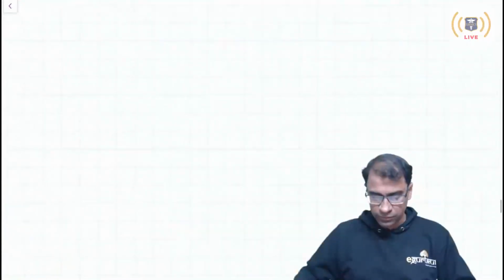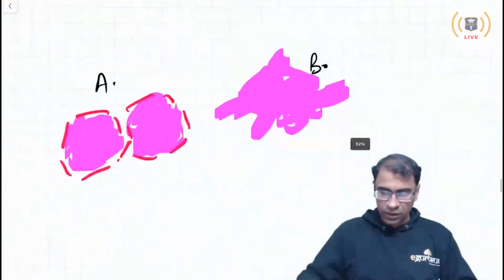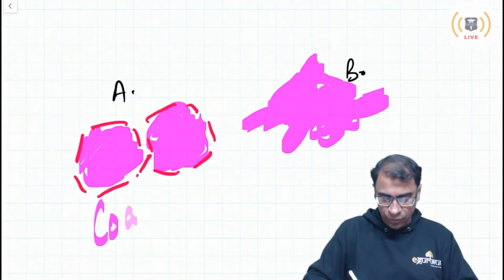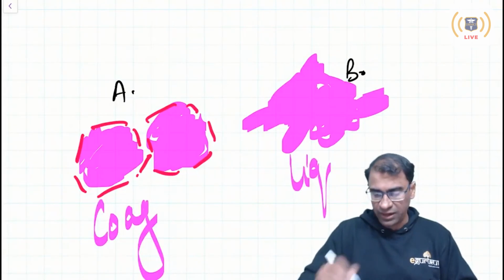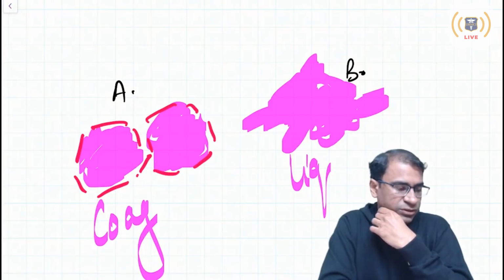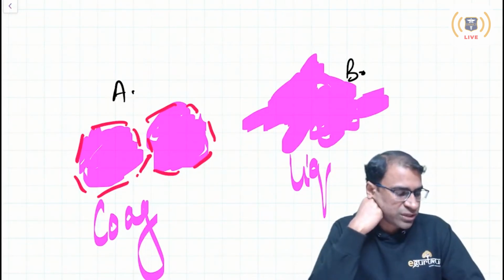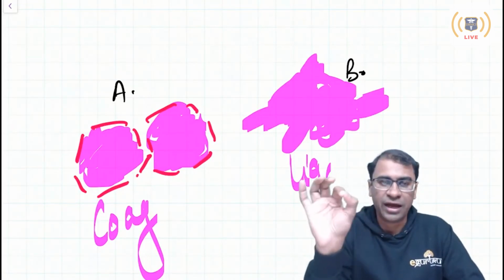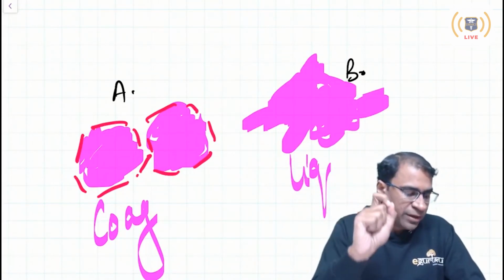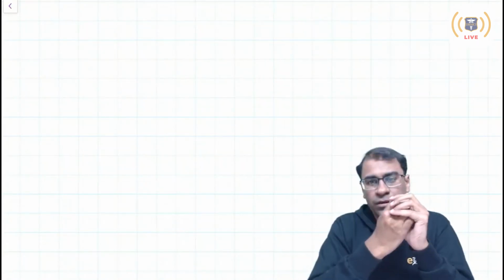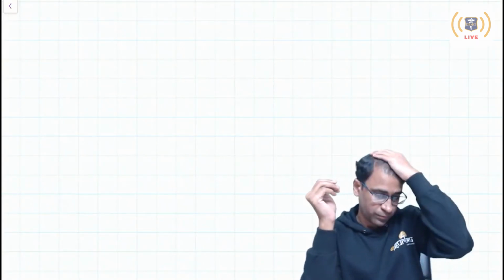So, what is the answer for this question? Which of them is coagulative? A is coagulative and B is liquefactive necrosis. Is fibrinoid necrosis coagulative or liquefactive? Fibrinoid is not a necrosis. So let's move ahead now.